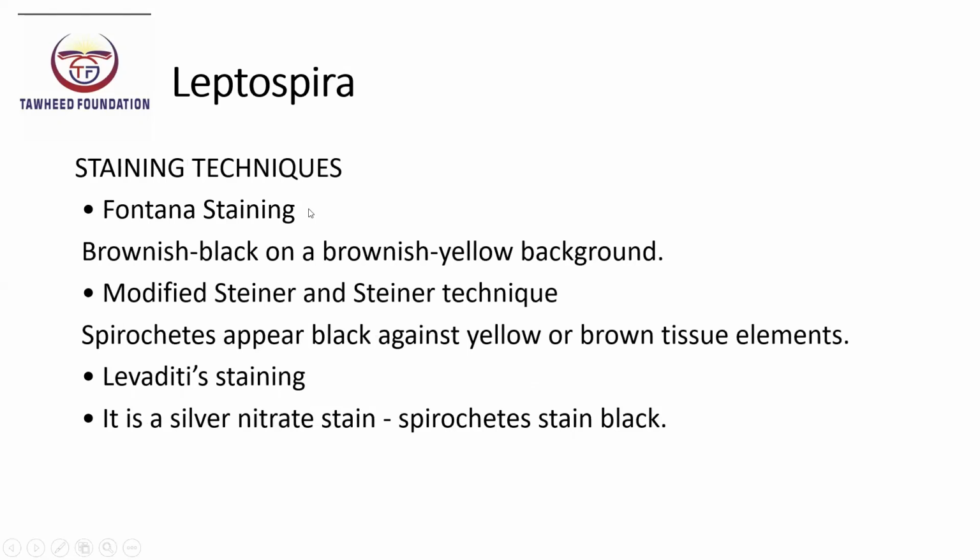Staining techniques. Special staining techniques are required for histological demonstration. These include Fontana staining, where leptospires appear brownish black on a yellow background. Modified Steiner and Steiner technique, where they appear black against yellow or brown tissue, and Levaditi staining, which is Levaditi silver nitrate stain, which highlights spirochetes as black structures. These methods are more useful in research or autopsy samples than routine diagnosis.